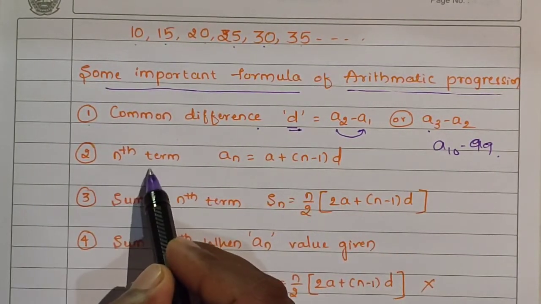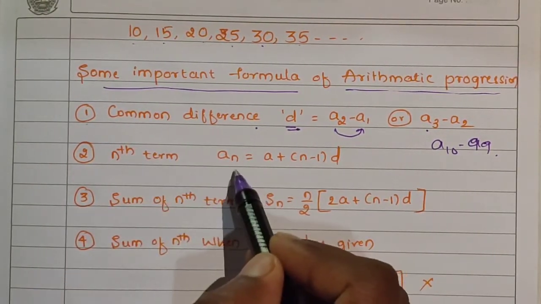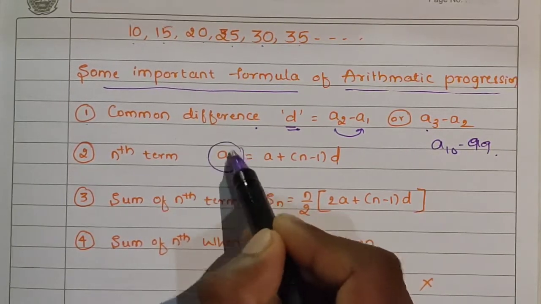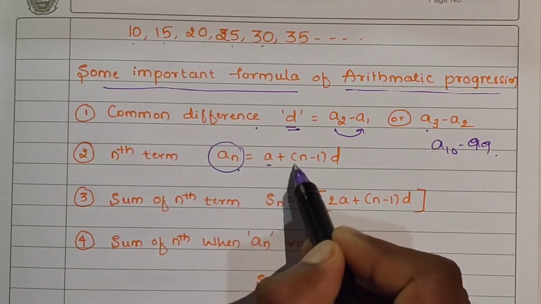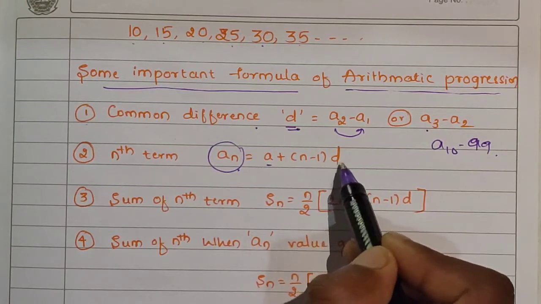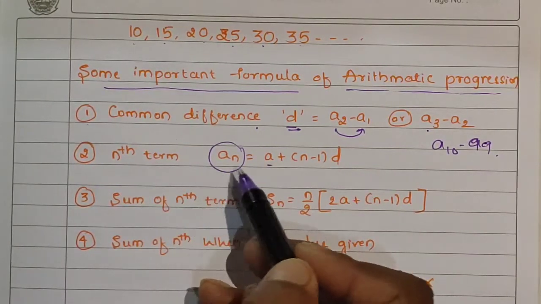Next, the nth term, meaning the last term of an arithmetic progression, is denoted by an. an is equal to a plus bracket n minus 1 into bracket d. This is the nth term, meaning the last term.